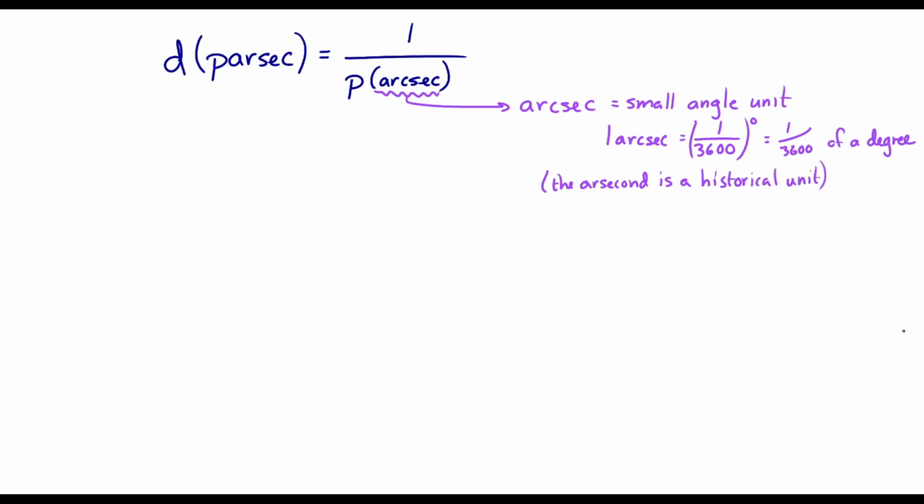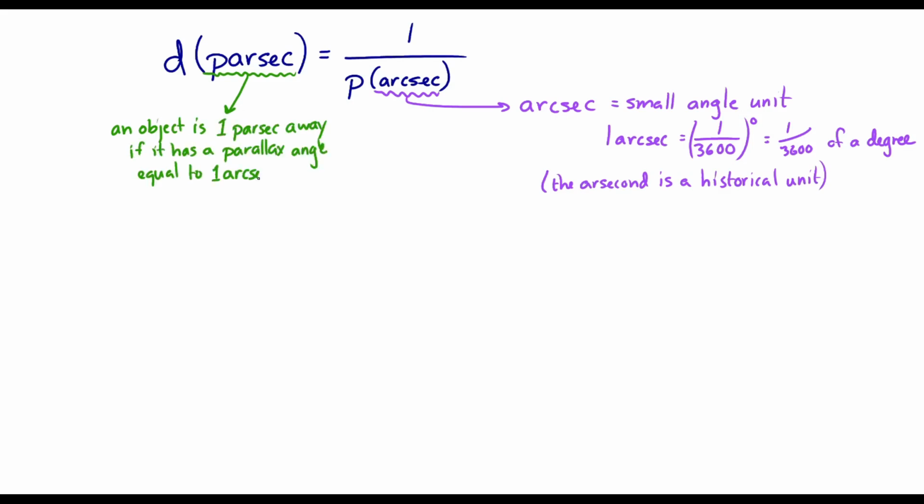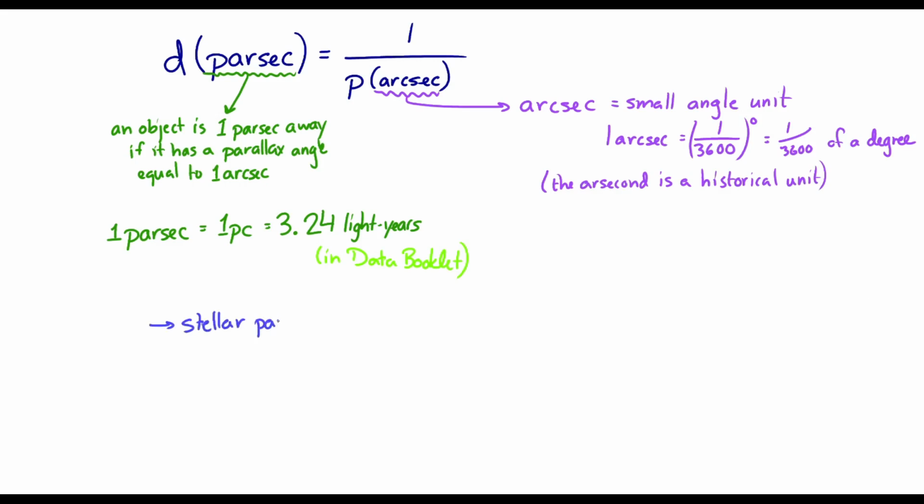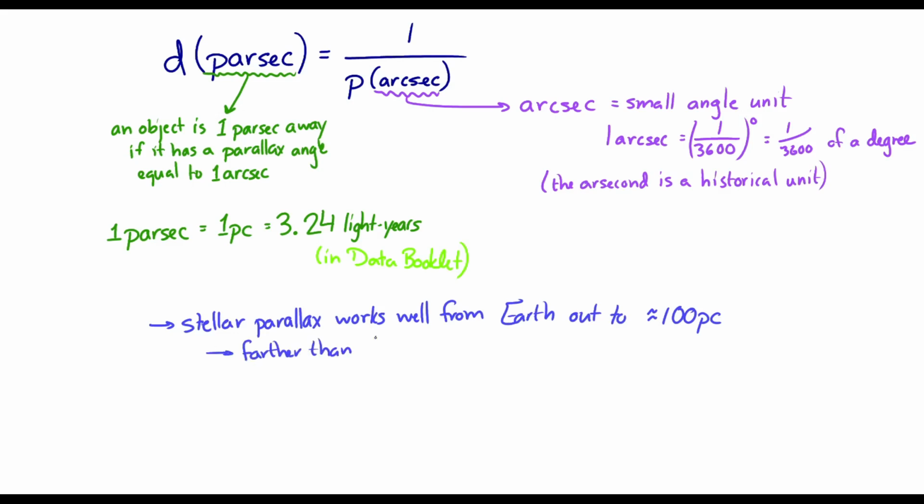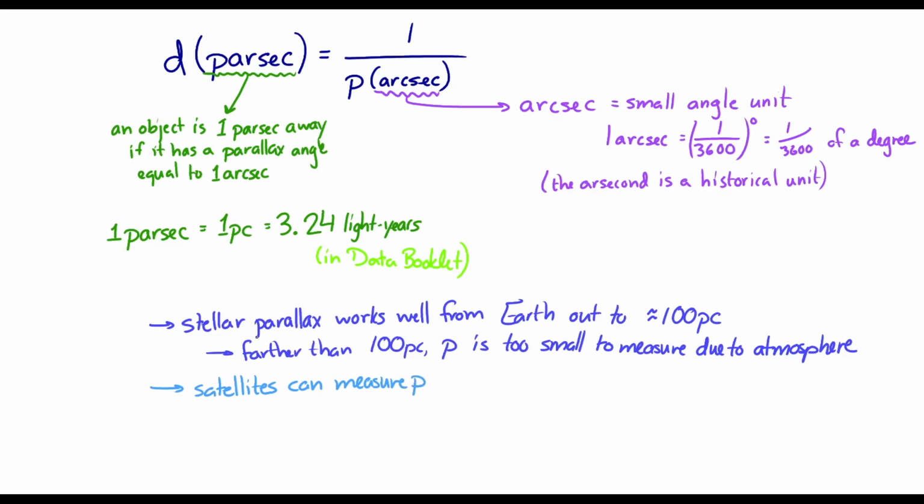But back to the parsec. The parsec is defined so that an object is 1 parsec away if it has a parallax angle equal to 1 arcsecond. And it turns out that if we do that, the parsec is equal to 3.24 light years. That's given in your data booklet. So this method works very well for earthbound astronomers, out to about 100 parsecs. After that, the parallax angle is too small due to atmospheric effects to be measured accurately. If we send up a satellite to do this, satellites can measure parallax angles out to about 1,000 parsecs, depending on the precision of the instruments on the satellite.